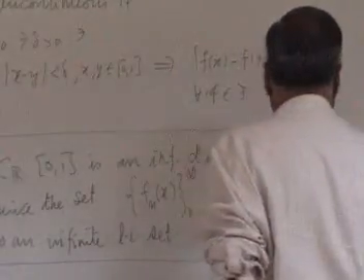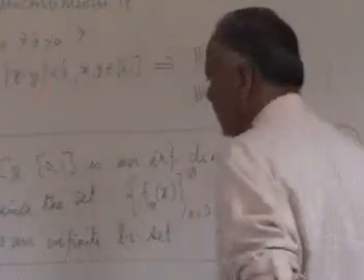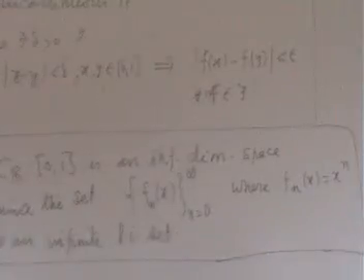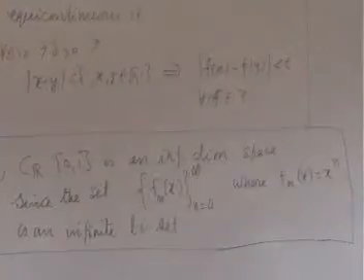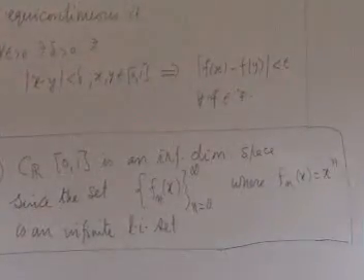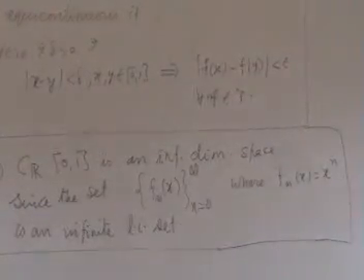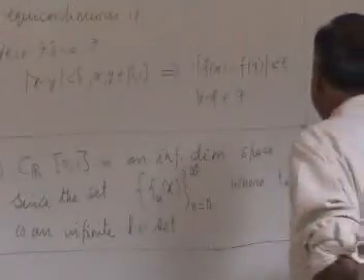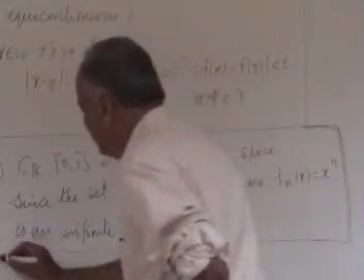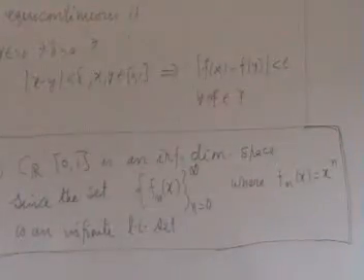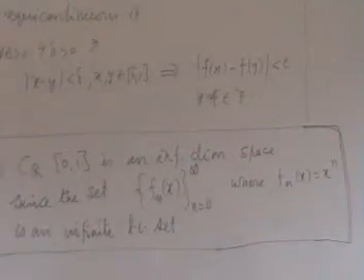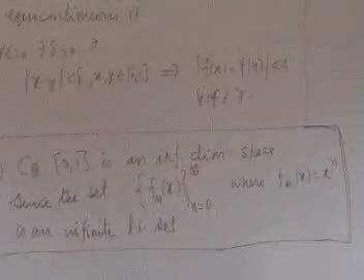Sir, doesn't equicontinuous imply uniformly bounded? Why? And for this particular C[0,1]. I don't know. Think about it. Just constant functions. Okay. Got it? Right.